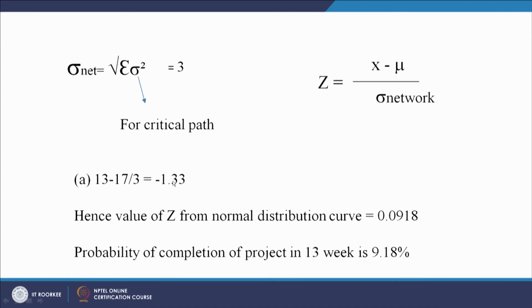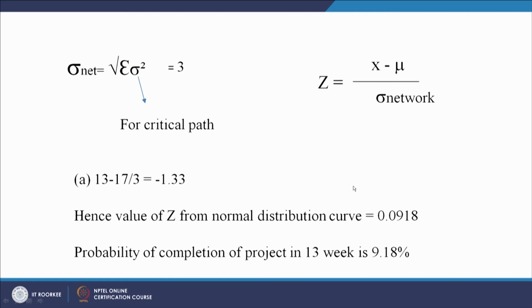So the Z statistic is Z = (x - mu) / standard deviation. Mu is our expected time, and x is the variable, which we have taken 4 weeks prior to the expected time, that is 13. So (13 - 17) / 3 comes out to -1.33. Hence the value from the distribution curve in the data table is 0.0918.